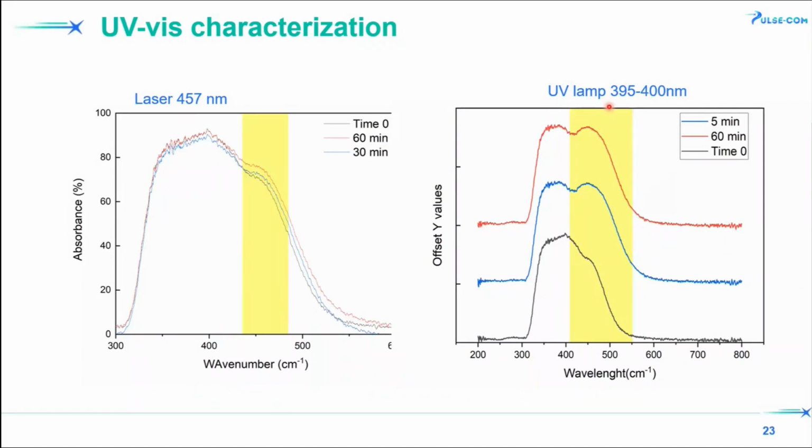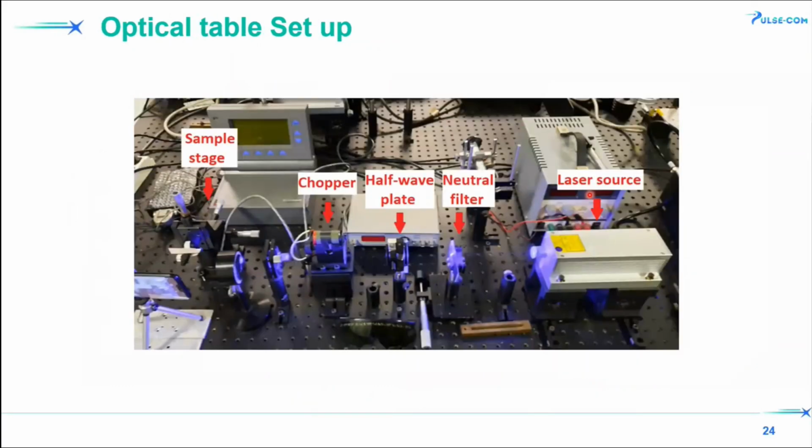In the case of a UV lamp that goes to 400 nanometers, you see a shoulder forming that indicates this conversion. Here's an example of an optical table setup. This is an old setup that we were using before. You have a laser source, in which you can't regulate the power. So a good choice is a neutral density filter that helps to modulate the power, a half-wave plate to rotate the polarization, a chopper to have pulses on and off, and of course the sample stage.